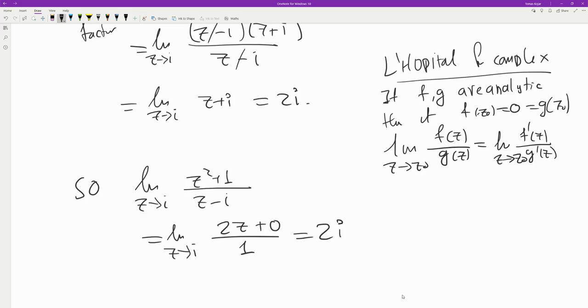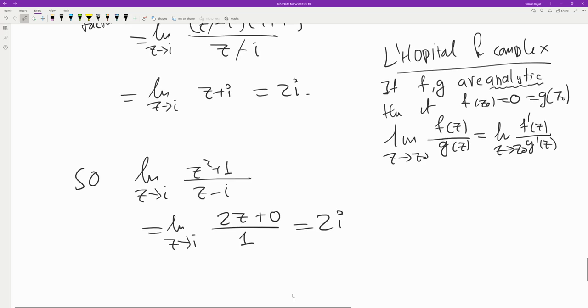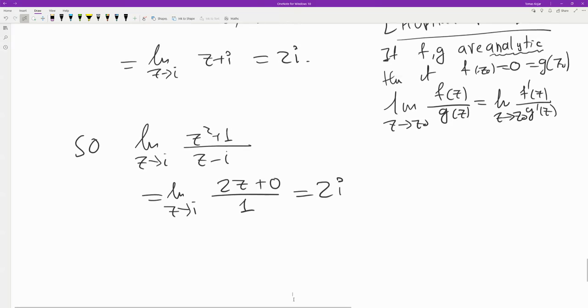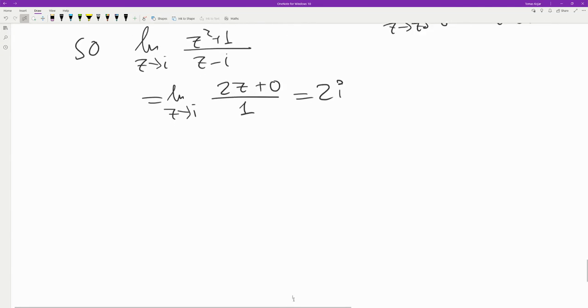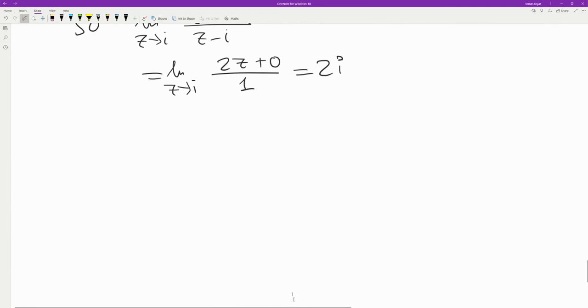So, but please, you have to make sure that they're analytic, complex differentiable, which is slightly different than the usual differentiability. Okay. All right, so now let's do 2 non-examples.